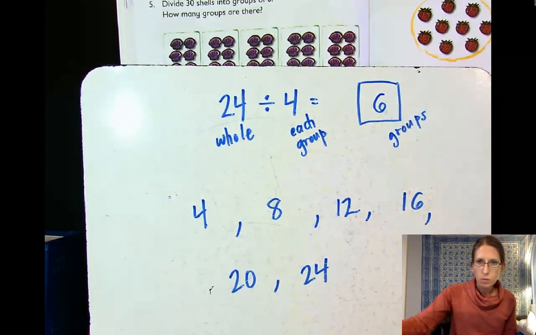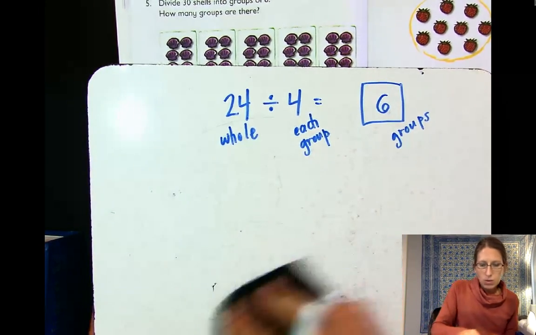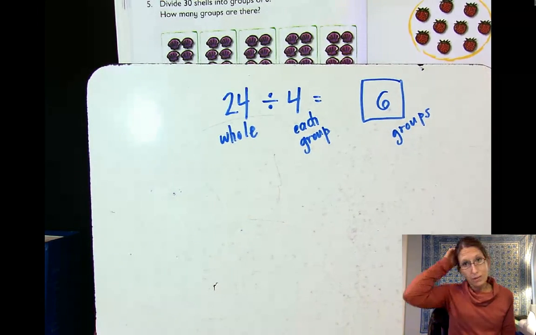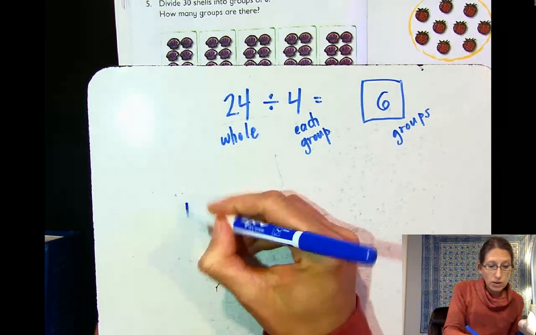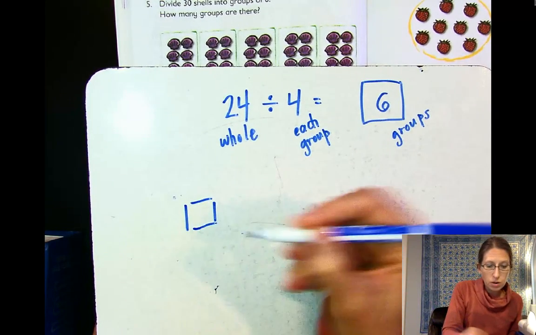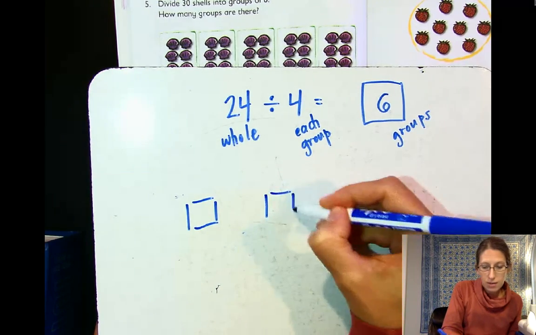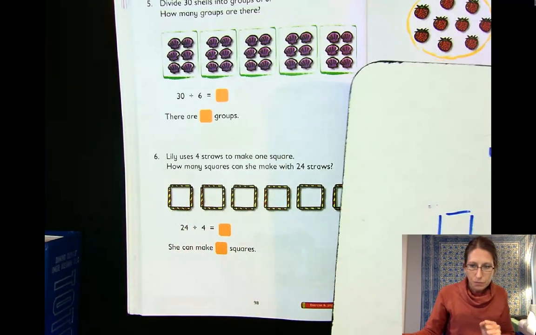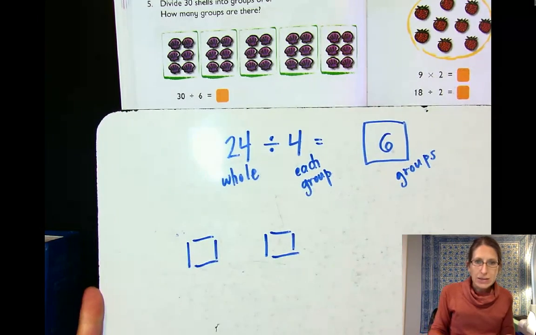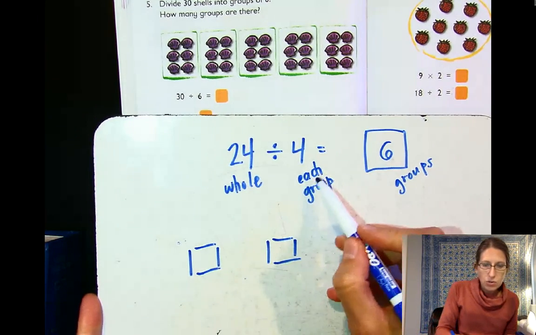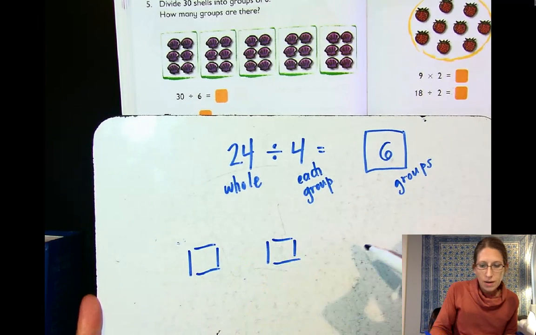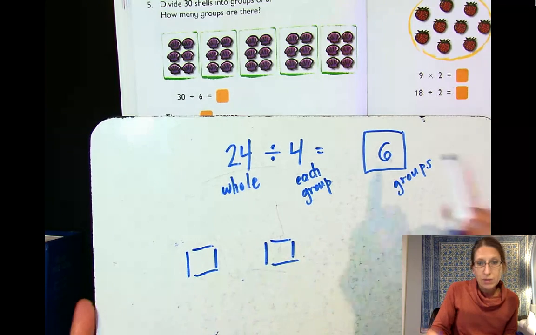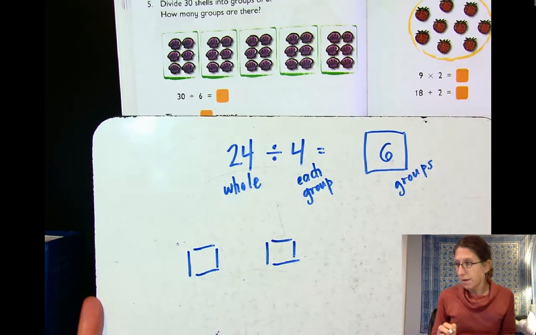There are 6 groups. Now, another thing you could do is you could actually draw the picture of whatever it is the problem is asking you about. If you wanted to draw, oh, I'm going to draw the straws that make little squares, just like in the picture, you could do that too. All right, so again, today we are practicing making a certain number in each group and then using division to find out how many groups there are.